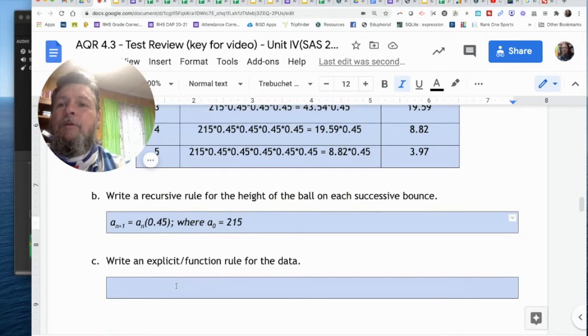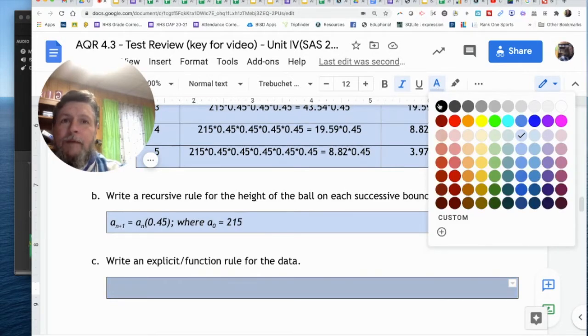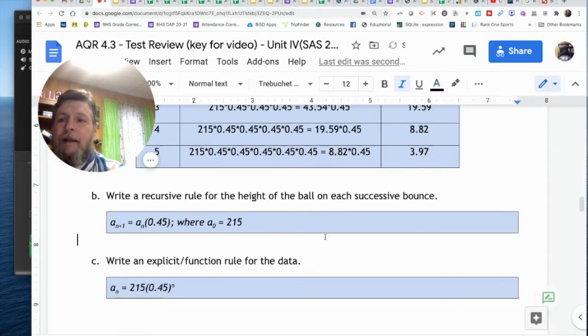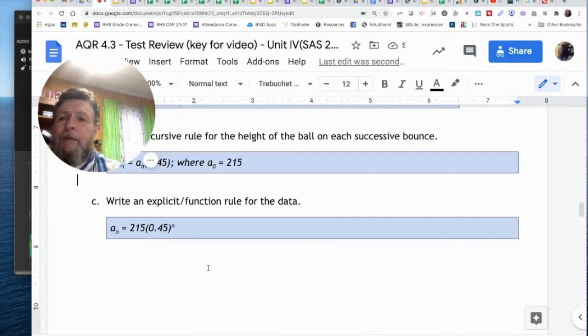How about the explicit rule? Now, we went into this, and it's just an exponential function is all it is. It's 215 times 0.45 raised to the n power. If I'm not mistaken, that's correct. Your initial value, 215, times 0.45 raised to the n power.